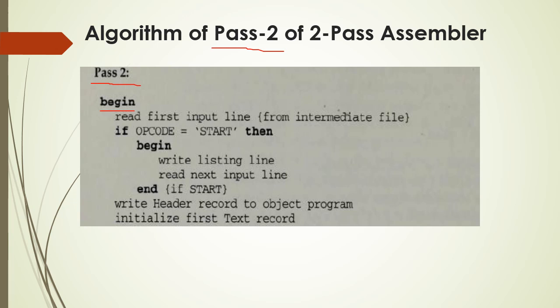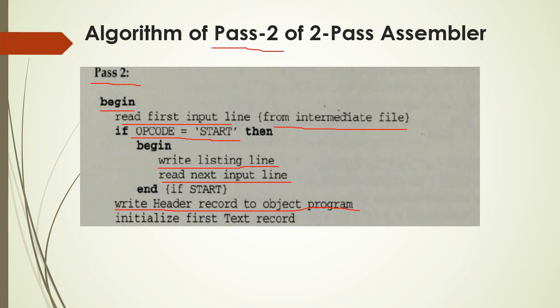So begin, read the first input line from the intermediate file. As I already mentioned, pass 1 of an algorithm will generate an intermediate file. From that it will read the first line. If that opcode is equal to start, then you write the listing line, then read the next input line. Then after that it will write the header record to the object program. What do you mean by header record? Header record means name of the program, starting address of the program, and length of the program. This information will be written into the object program.